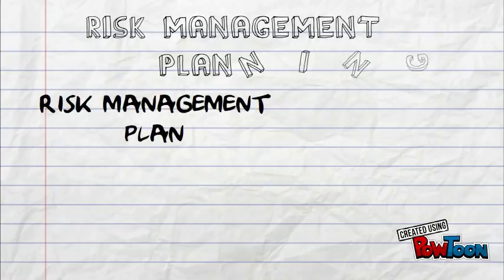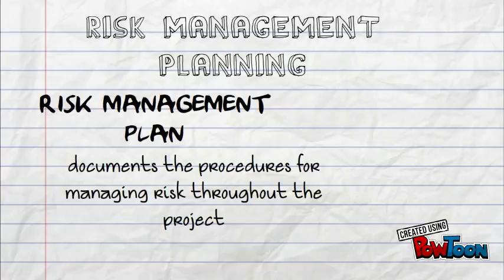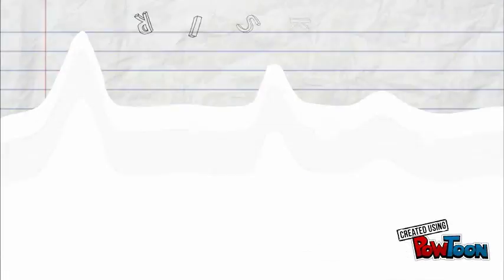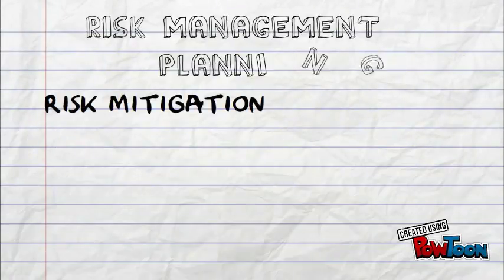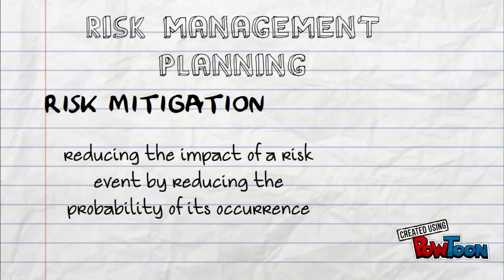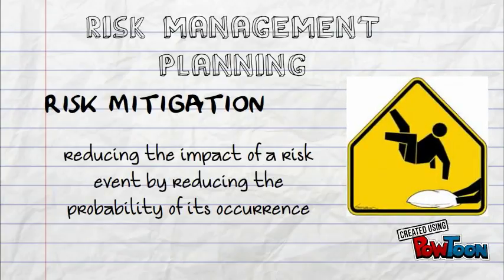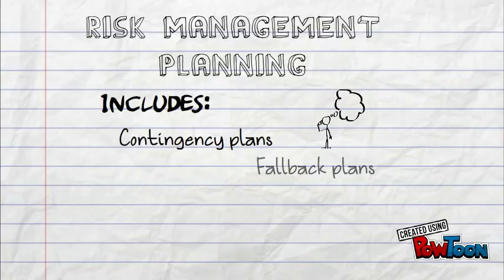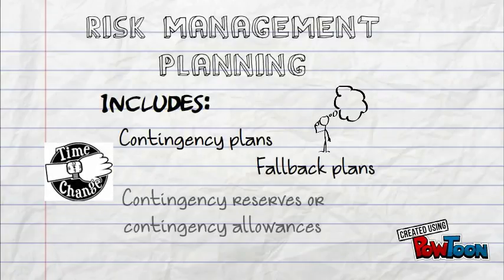Risk management plan. This is where documentation of the procedures takes place. Risk mitigation. It's like pros and cons. If you don't want things to happen, you should prevent the reasons of its occurrence. Risk management planning also includes contingency plans, fallback plans, and contingency reserves.